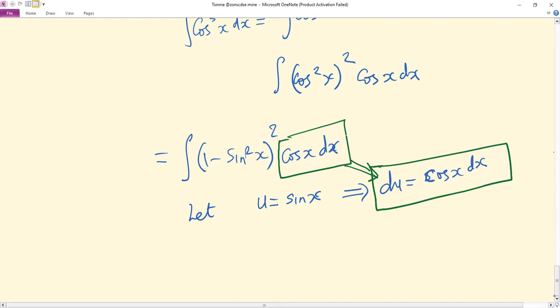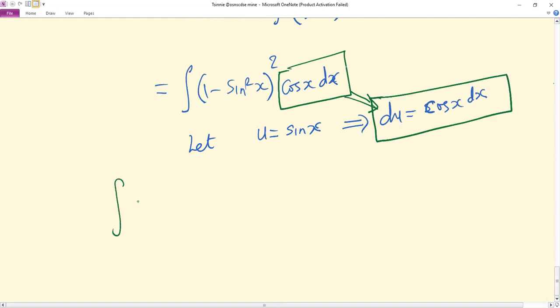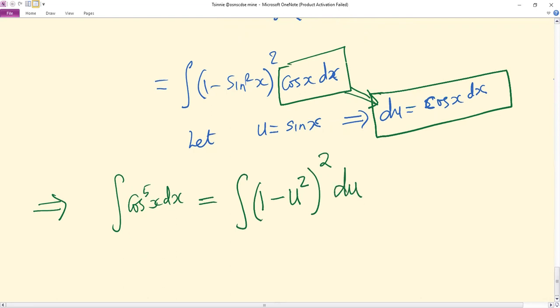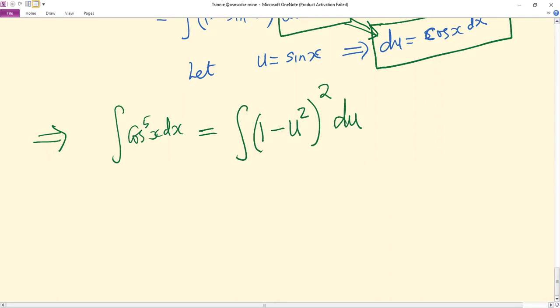So therefore, the integral of cos power 5 x dx will be the integral of 1 minus u squared, because we have said sine is u, and then squared. The place of cos x dx you put du. So you see we have transformed the whole integral purely in terms of the variable u. So you square this one, you get 1 minus 2 u squared plus u power 4, and then du.